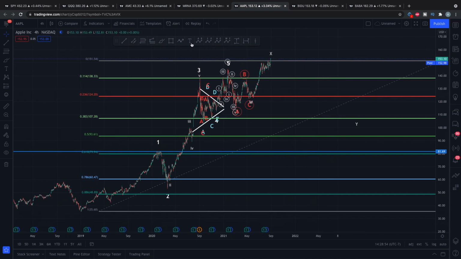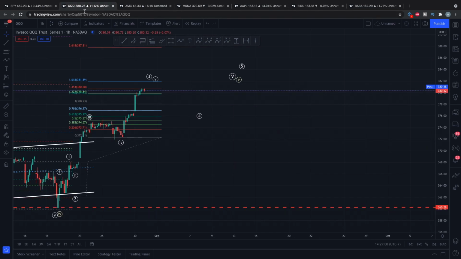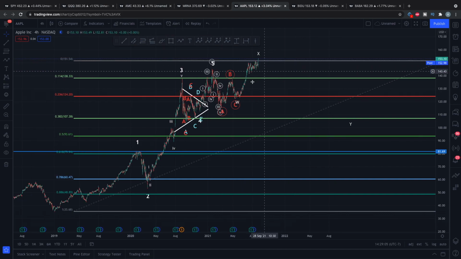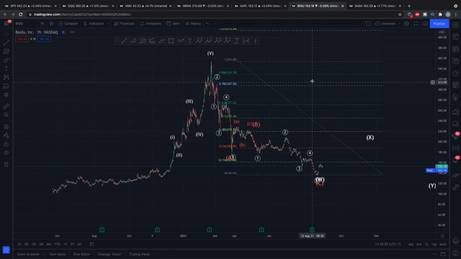So when we do start to get that Y wave, we should see some sort of 3-wave move to the downside, and that will align well with the tech sector and the broader markets as well. So AAPL, even though we're getting bullish momentum right here, I still think that this is just an X wave upwards. So next on the list, I wanted to talk a little bit about Chinese stocks and the Chinese stock market in the US.